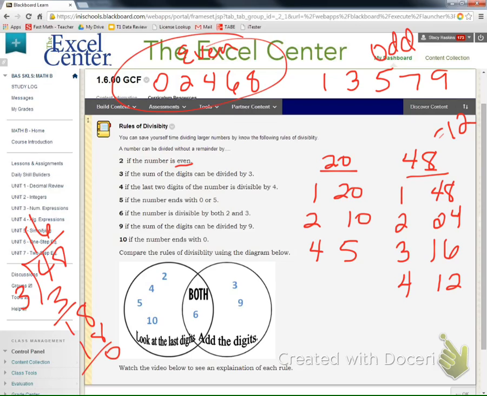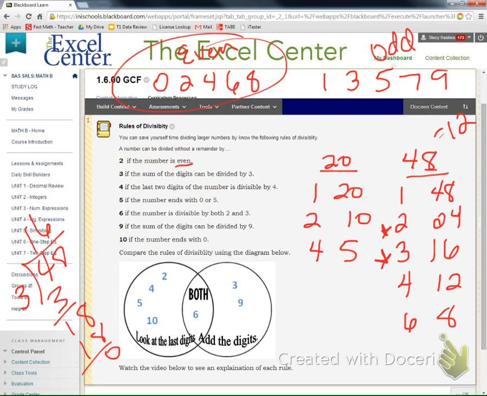The next rule says if the number ends with a 0 or 5, then it can be divisible by 5. Well, the number 48 ends in 8. That's not a 0 or a 5, so we know 5 won't work. Look at the next rule. For the rule of 6, a number can be divided by 6 if it's divisible by both 2 and 3. Well, look, we were able to divide it by 2 and by 3. That means we know for sure that this number can be divided by 6. 48 divided by 6 is 8, isn't it? Yeah.